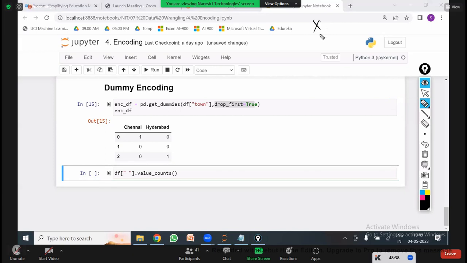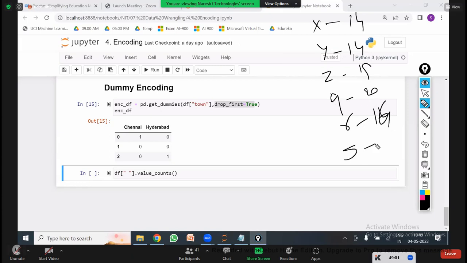So we have X category with 14 values, Y of 14, Z of 19, Q of 20, R with 14 or 16, and S of 20. Like this, we have multiple categories, and each category has this many records. If multiple categories have an equal number of values or almost the same, then we can do either one hot encoding or ordinal encoding as normal.